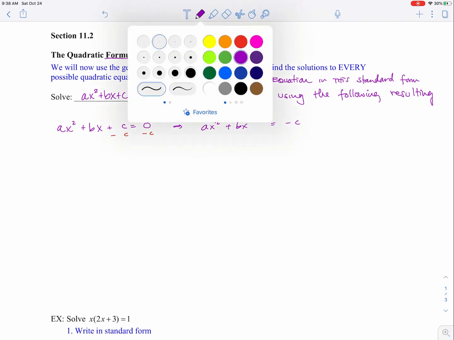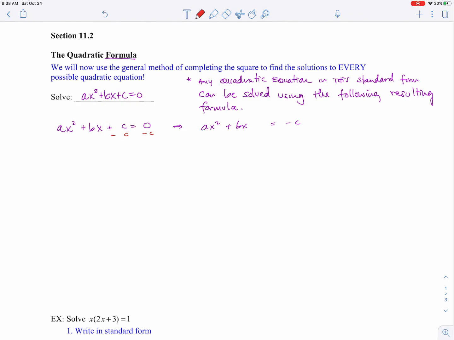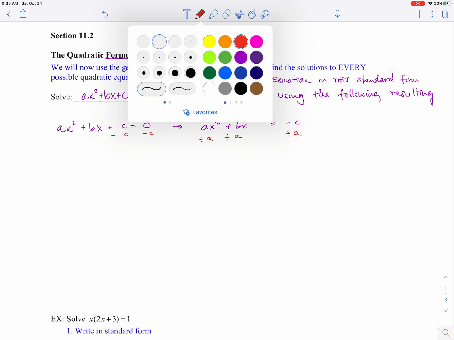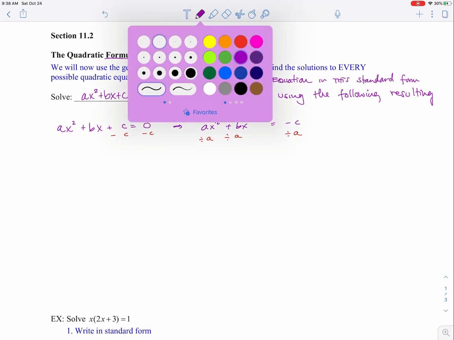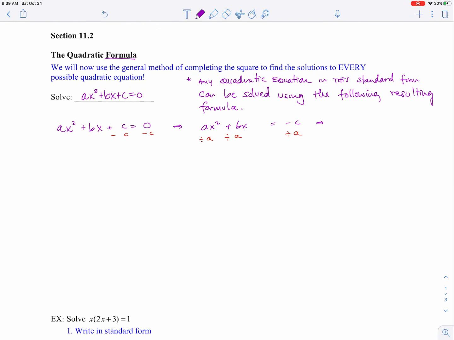And then the next thing we're going to do is divide every single term by the lead coefficient a, so that we do have a leading coefficient of 1 for our square. So this is x squared plus b over a x is equal to negative c over a. Moving back down to the next row here.